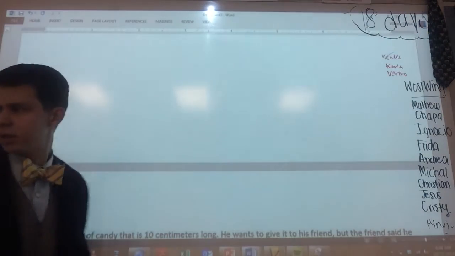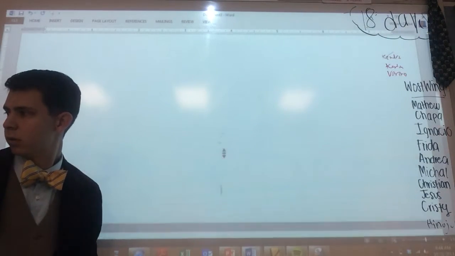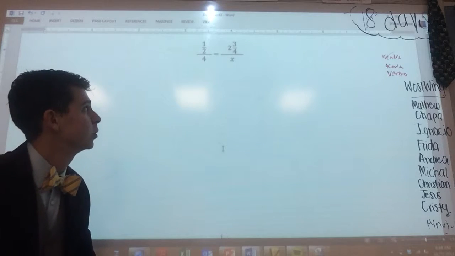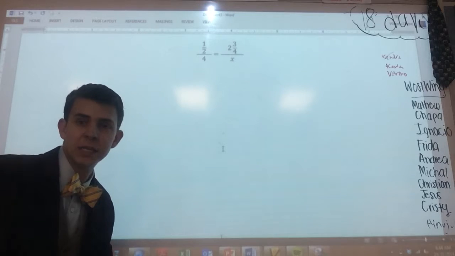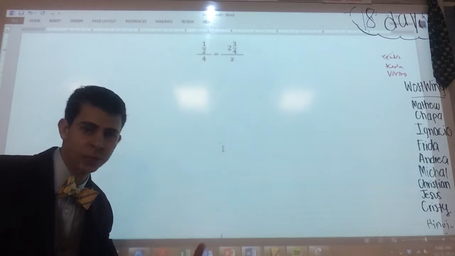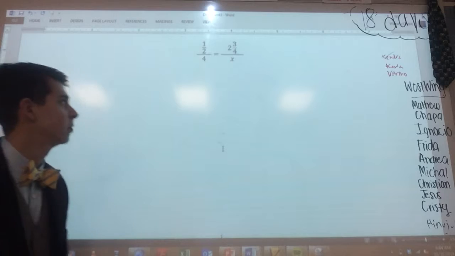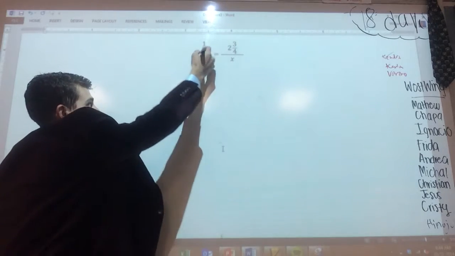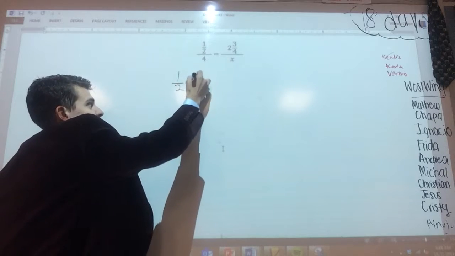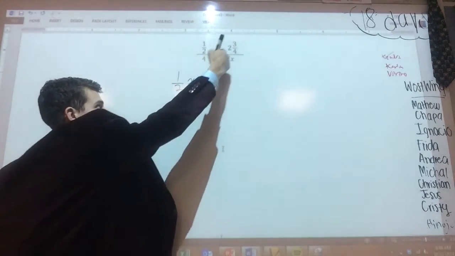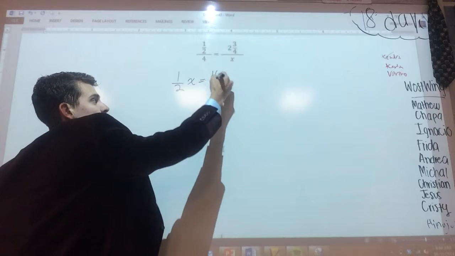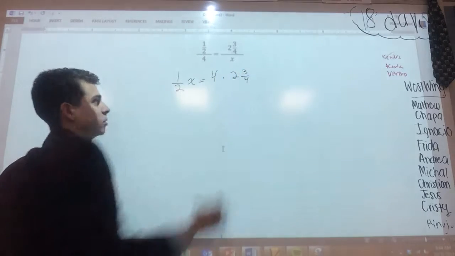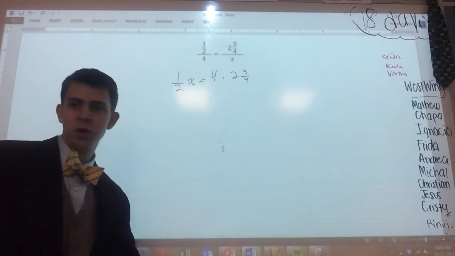Okay, we've got 1/2 over 4 is equal to 2 3/4 over x. Seems a little bit complicated, seems a little bit daunting. It's not too bad. What we're going to do, multiply the diagonals, so it's going to be 1/2 times x is equal to, and then these here, 4 times 2 3/4. Okay, so now we just have to use all of our fraction rules.